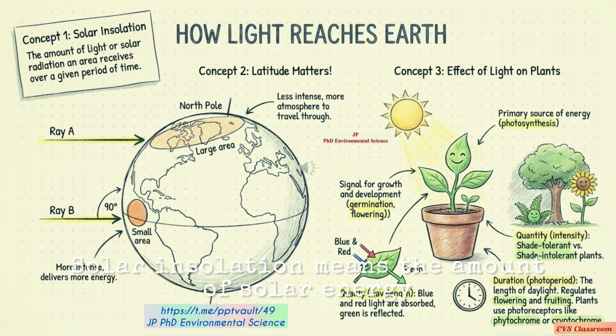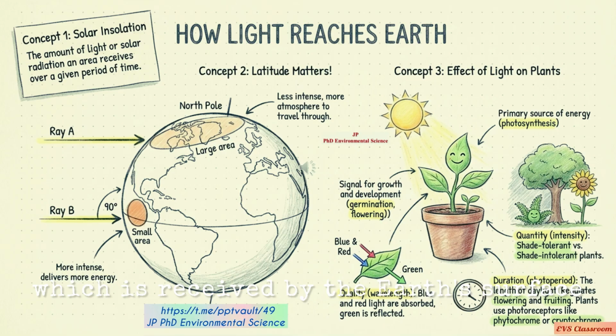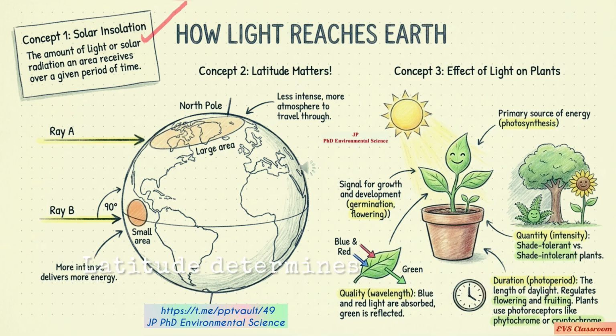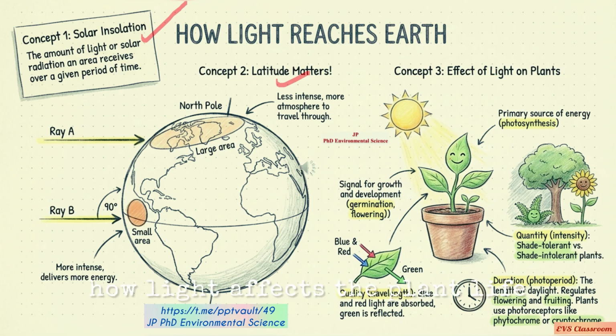Solar insolation means the amount of solar energy received by the Earth's surface. It varies with latitude. Latitude determines the angle of sunlight. Sunlight is direct near the equator and slanting near the poles. So next is the effect on plants. It will tell us how light affects plant life.